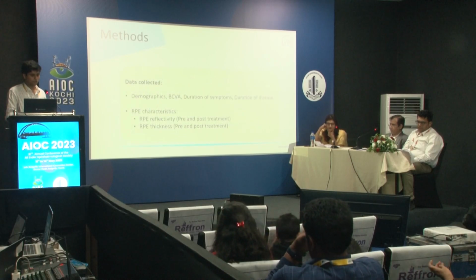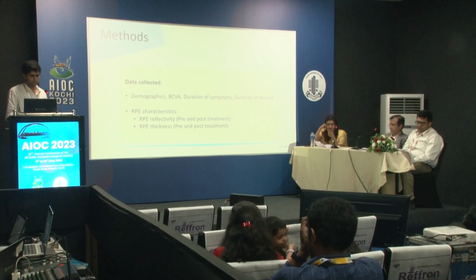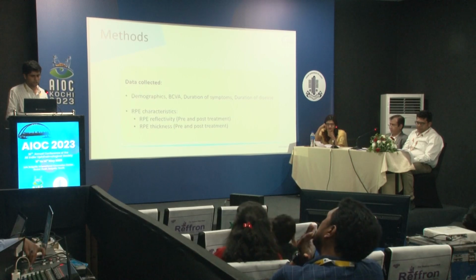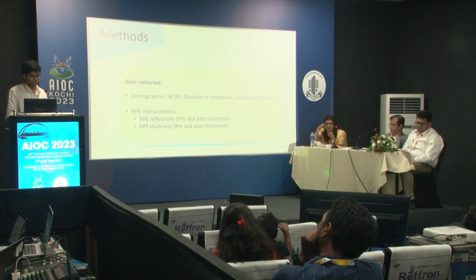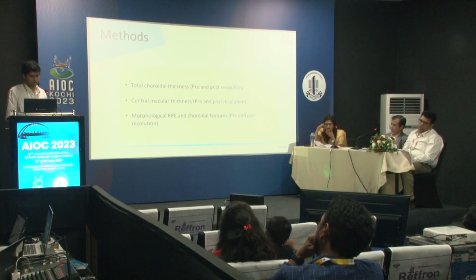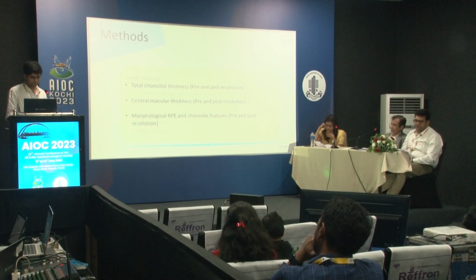The data collected included the demographic data, the best-corrected visual acuity, duration of symptoms, and the duration of disease. The retinal pigment epithelial characteristics which we analyzed included the RPE reflectivity and the RPE thickness, both during the acute phase and following resolution. We also collected the total choroidal thickness and the central macular thickness, and analyzed certain morphological features of the RPE and the choroid during the acute phase and following resolution.